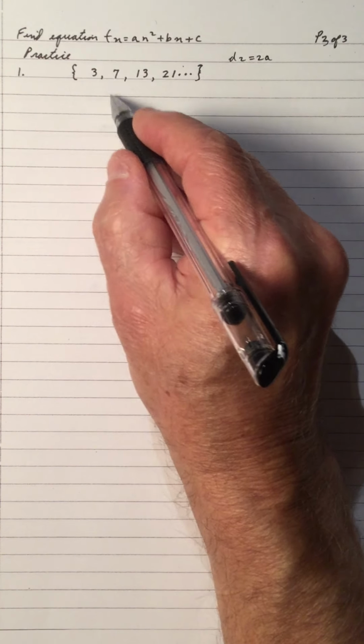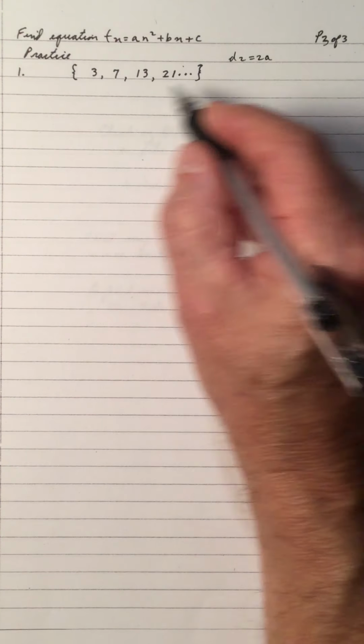Now what I'm going to show you is a little trick. I'm going to show you a little tiny trick. If you forgot that D2 was 2A, and you did your D2 and picked out your A, then you're going to have a longer question. It's a little trick, but you've got to be careful. You've got to ask your teacher if you're allowed to do this, if you're solving a quadratic sequence.